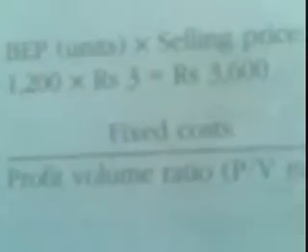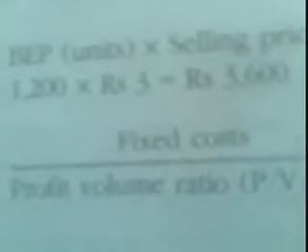Now we want to know the BEP amount. The BEP amount is equal to BEP units into selling price. So BEP units are 1200 into 3, that is the selling price, which is equal to 3600. It is the BEP amount. The BEP amount also equals fixed cost upon profit volume ratio. So it is the second method of calculating the BEP amount.